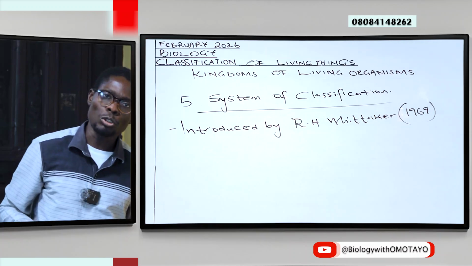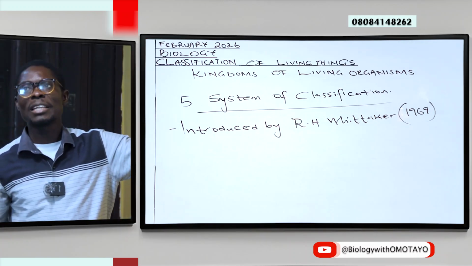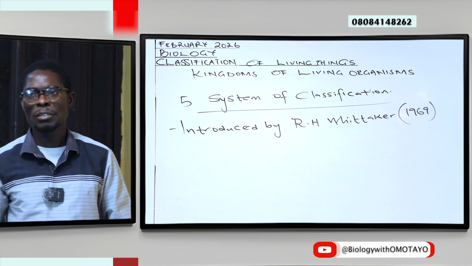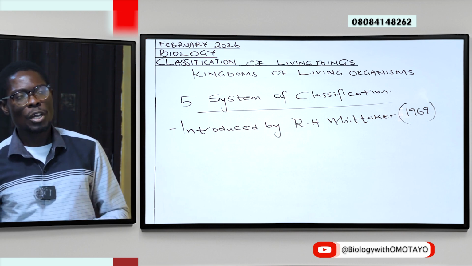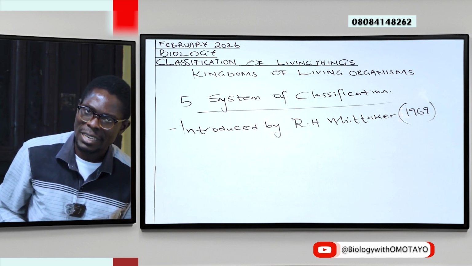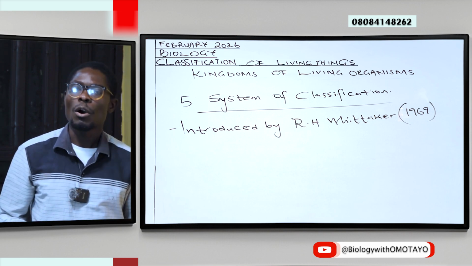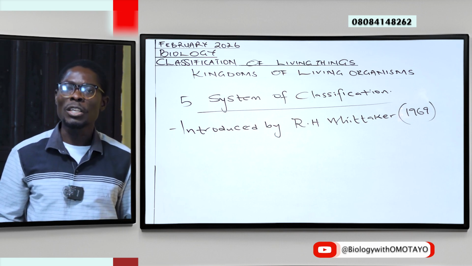So R.H. Whittaker introduced this five kingdom system of classifying living organisms, and since its introduction it has been preferred and adopted by biologists because this system carefully differentiates prokaryotes from eukaryotes, and equally made room for unicellular organisms to be grouped into a kingdom. At the same time, this system made room for photosynthetic plants to be grouped separately from the non-photosynthetic plants. And so quickly, I'll be illustrating on the board a chart that will guide us with details regarding the five kingdom system of classifying living organisms.